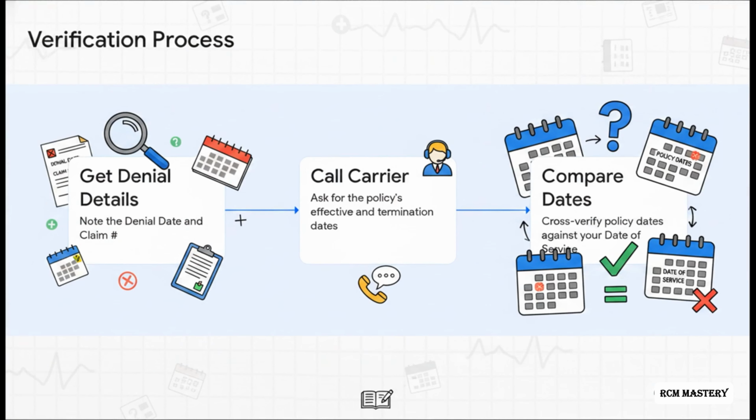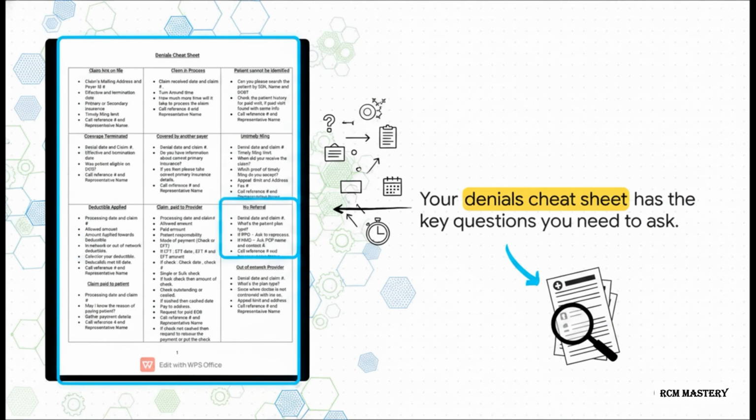So here's the play-by-play. First, grab the denial date and the claim number. You'll need those. Next, get on the phone with the insurance carrier. You need to ask the rep for two very specific things: the policy's effective date and its termination date. Once you've got those two dates, you can check them against your date of service and see if they really do have a mismatch. And what's really great here is that this whole process lines up perfectly with a tool you're probably already using. If you look at your denials cheat sheet, right there under coverage terminated, you'll find these exact questions. See, this isn't about reinventing the wheel. It's just about using the tools you already have, but with real precision.